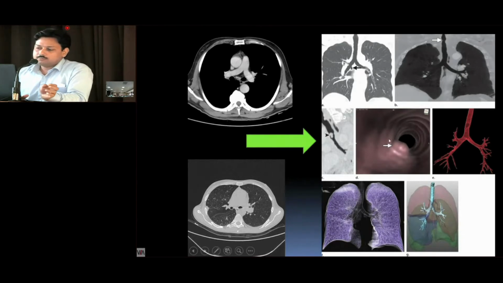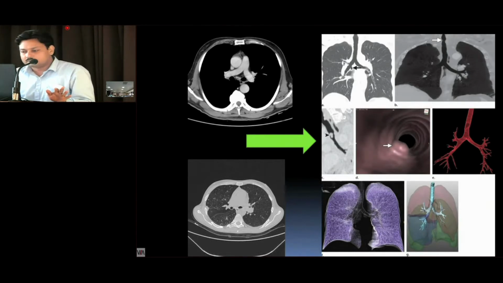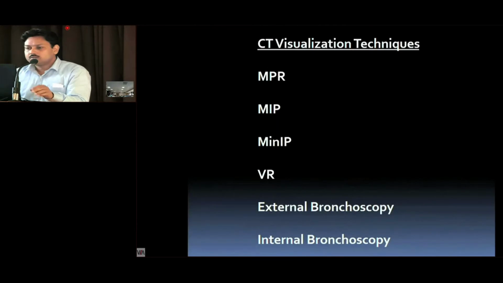Then we have a lot of computerized techniques which manipulate this data to show us the anatomy in the coronal plane. If we want to just see the airway structures, removing all other structures, that is also possible. If you want to see the vascular structures, there are different processing techniques which will highlight the structure you are interested in looking at. So these are the techniques; I am just mentioning the names. We have MPR, MIP, MinIP, VR, external bronchoscopy and internal bronchoscopy. These are post-processing techniques that are available to us.